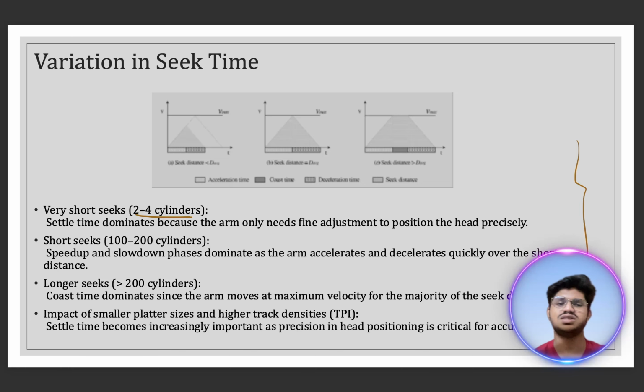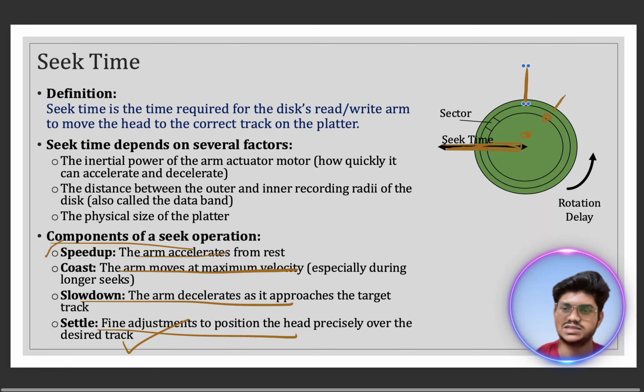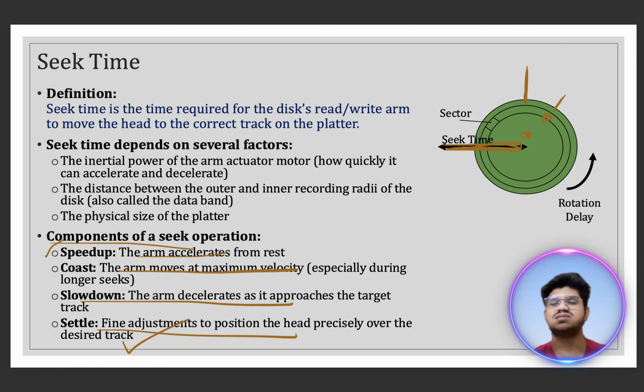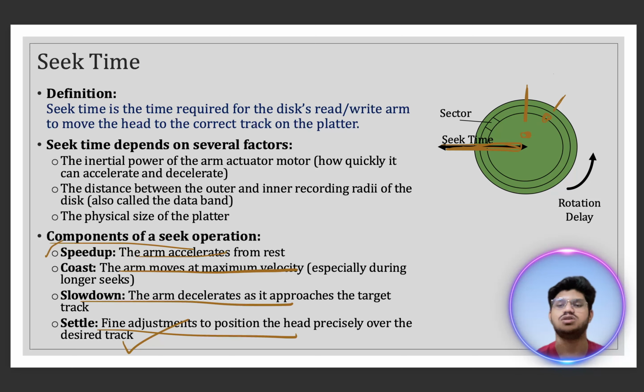Now for short seeks it will be around, let's say, 100 to 200 cylinders, and a very long seek is, let's say, more than 200 cylinders. So you can see this is a particular disk. My read and write head is currently here, and let's say it is a very short seek. That means I just need to slide. A short seek can be like this, and a long seek can be, let's say, initially it is here, now it came to here, so it is considered a long seek. And the track density is very high.